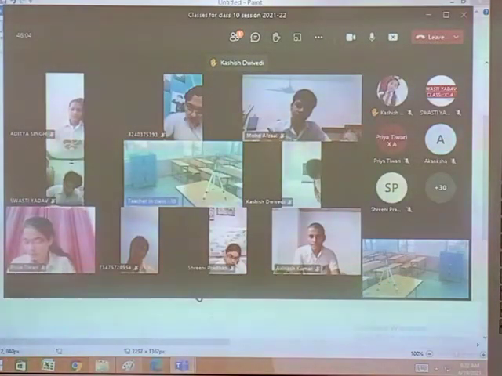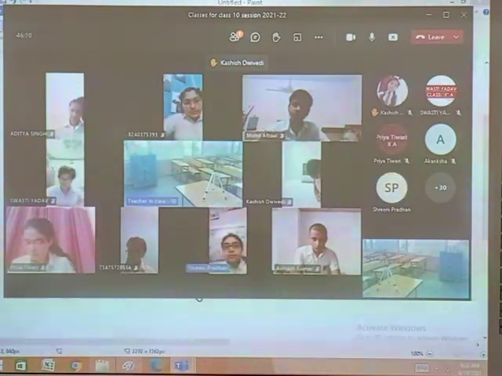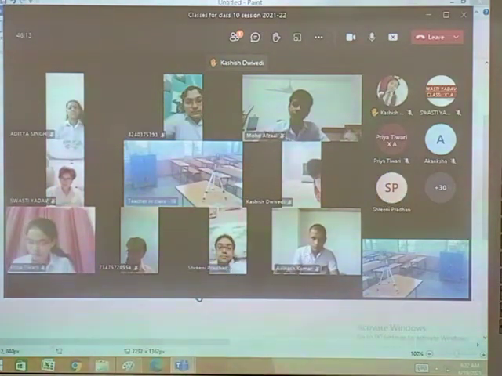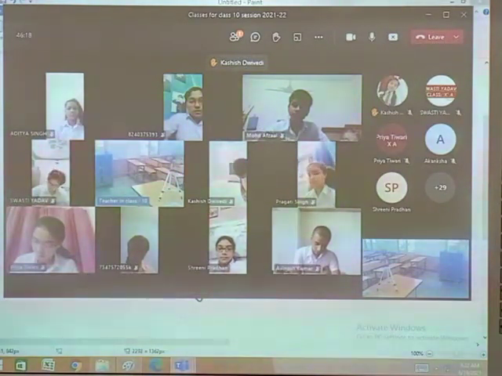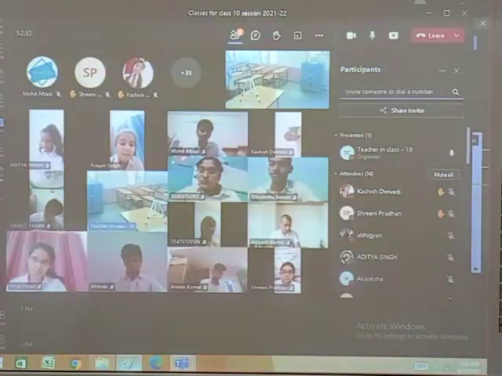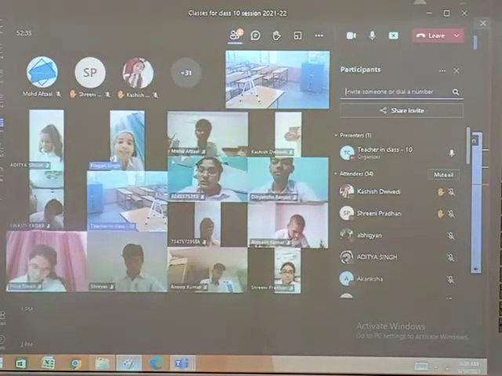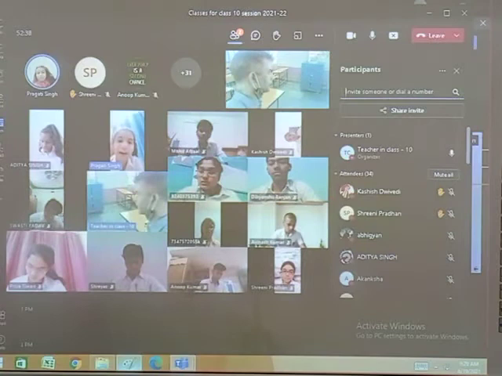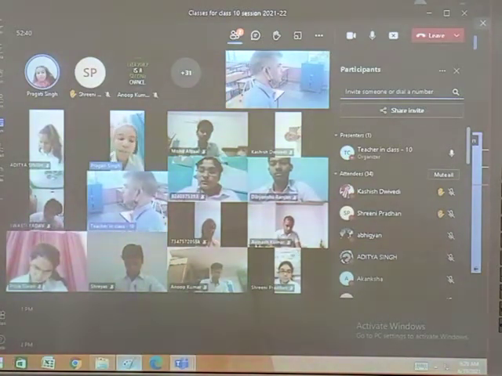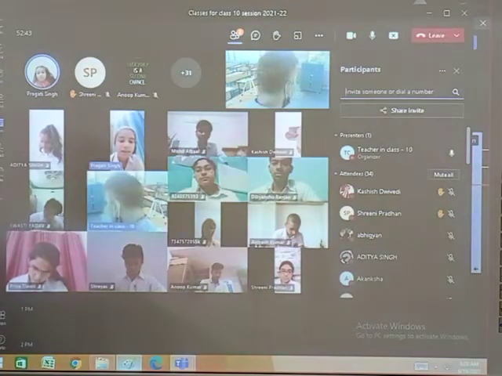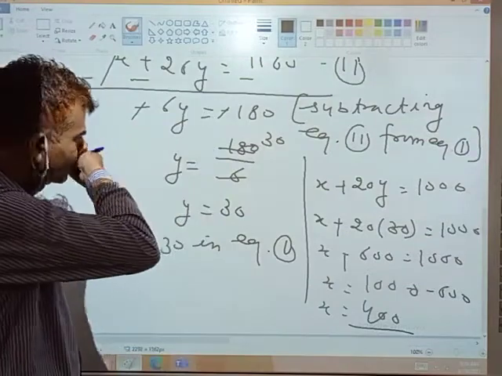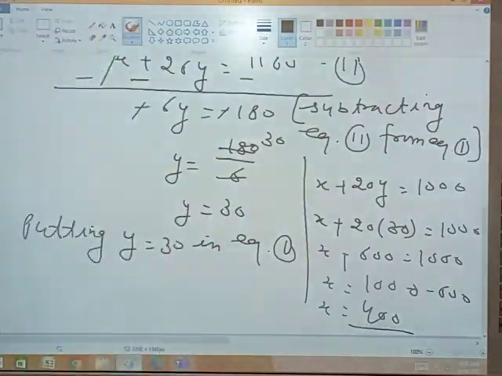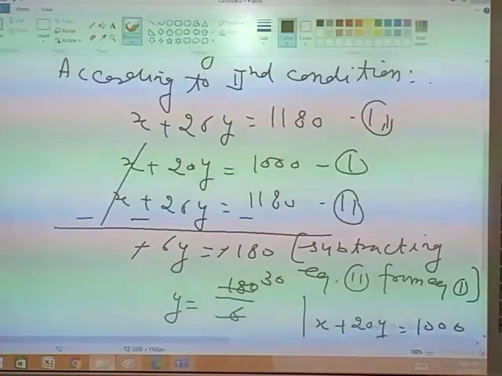Srini Pradhan, yes sir. All the students are on the page. Student, cost of food per day is ₹30.